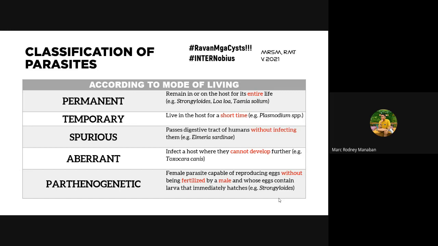All right, ayan. So again, parthenogenetic, a female parasite that is able to produce offsprings in the form of eggs that become larvae, they hatch immediately. They can produce offsprings without the presence of the male parasite. Okay, ayan. So again, dili sila ma-fertilize by the male. So strong independent woman, good example is strongyloides.